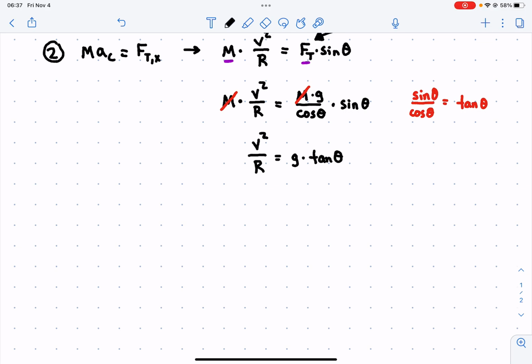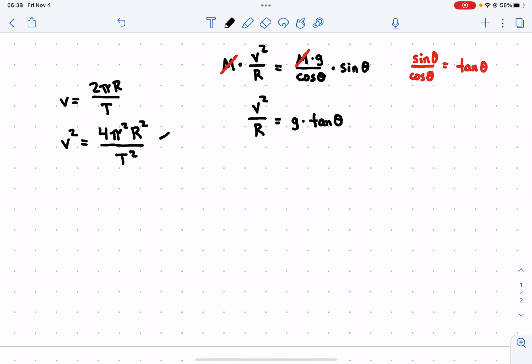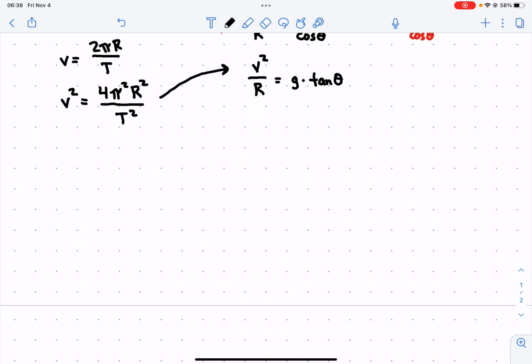Okay, so continuing on. So v is equal to the circumference, which is 2 pi r, over the period, right? And v squared would be equal to 4 pi squared r squared divided by the period squared. So that's what we're going to go ahead and put into our equation right here. Okay, so let's go ahead and do that.